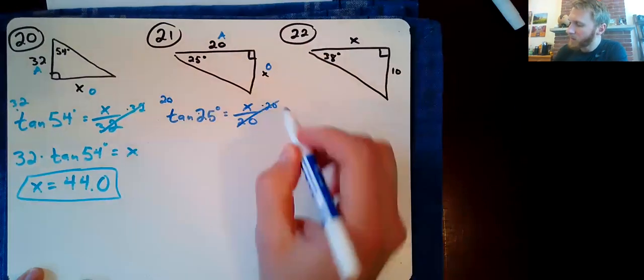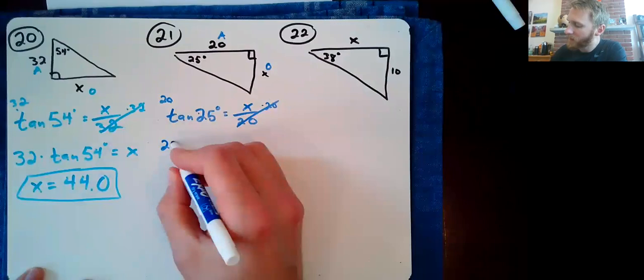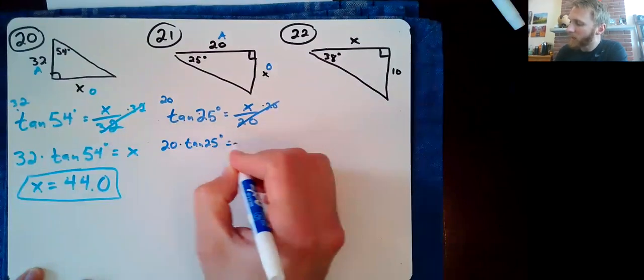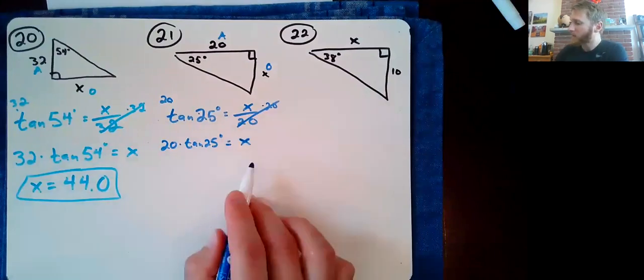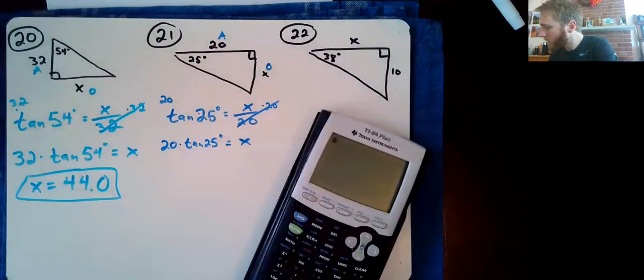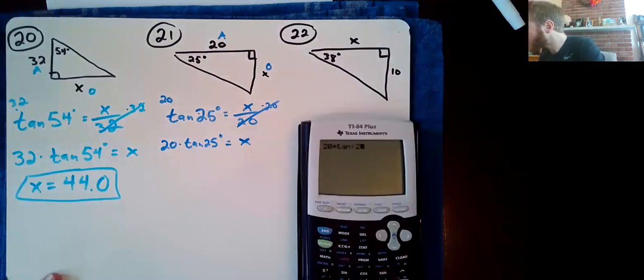Cancels over there, just like it did here. And now all I have is 20 times tangent of 25 equals x. X is by itself, so great. That I can type into my calculator. I'll show you this one real quick. So when I type it in, I'm just going to type literally 20 times tangent of 25. And I close parentheses. I hit enter.